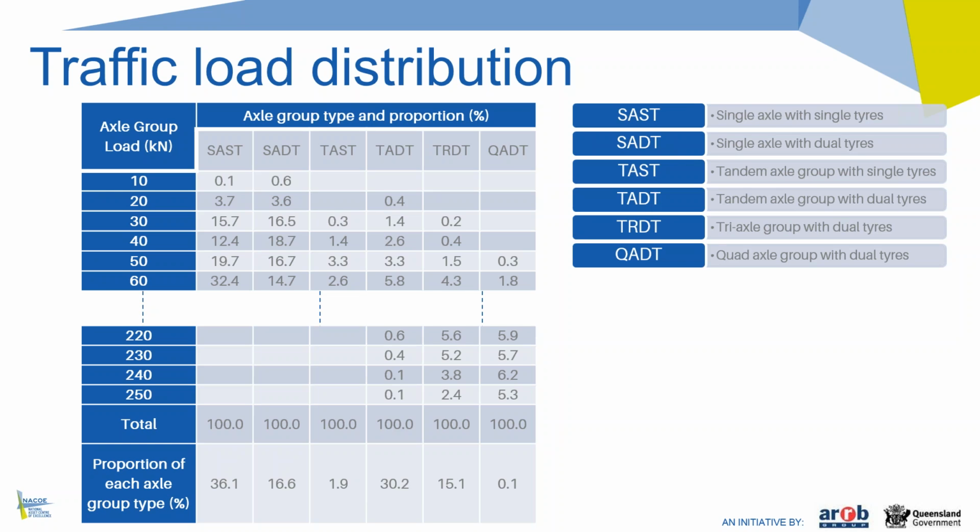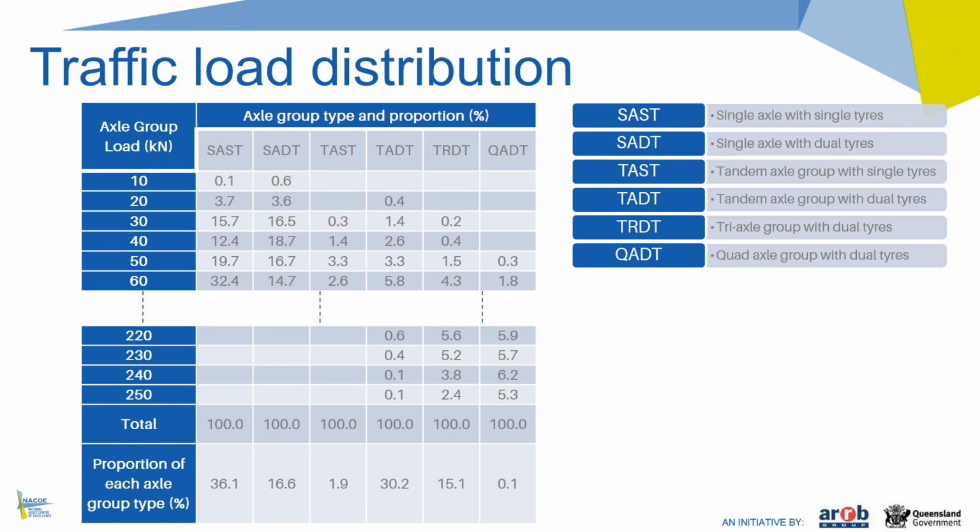30.2% of axle groups are tandem axles with dual tyres, and so on. So that whole table is what we call a traffic load distribution, and that's a key input into the new method. Sorry, Peter, I'm sure that some of our listeners will be interested to know how widely available this data is for roads in Queensland.